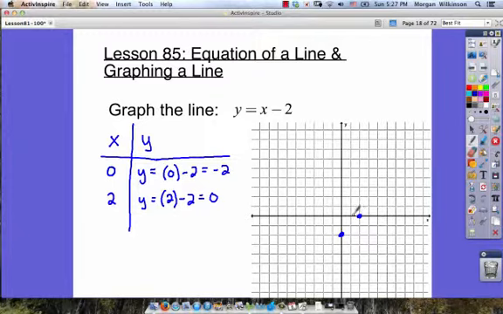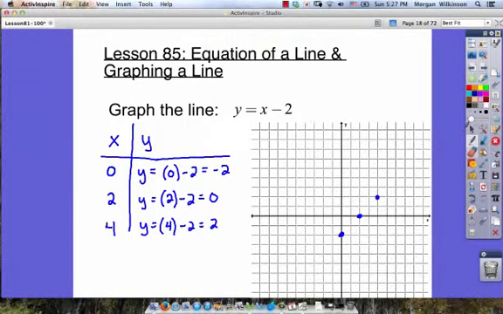When we graph an equation, we want to have 3 points so we can make a nice straight line through all of them. Let's follow our pattern and pick 4 for x. Then y is equal to 4 minus 2. Well, 4 minus 2 is 2. So when x is 4, y is going to be 2.